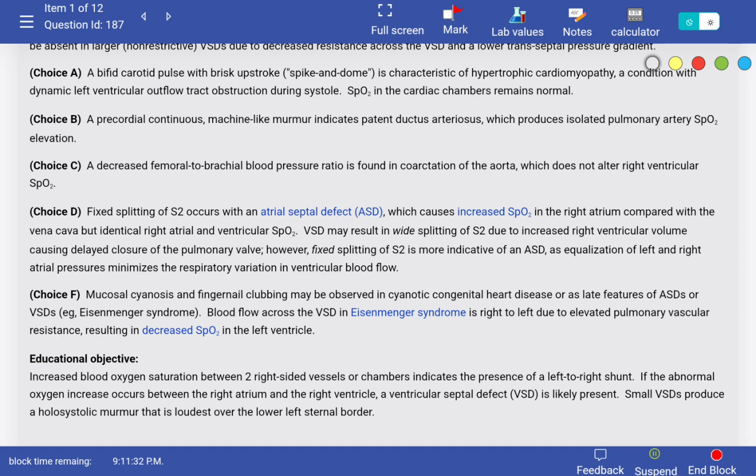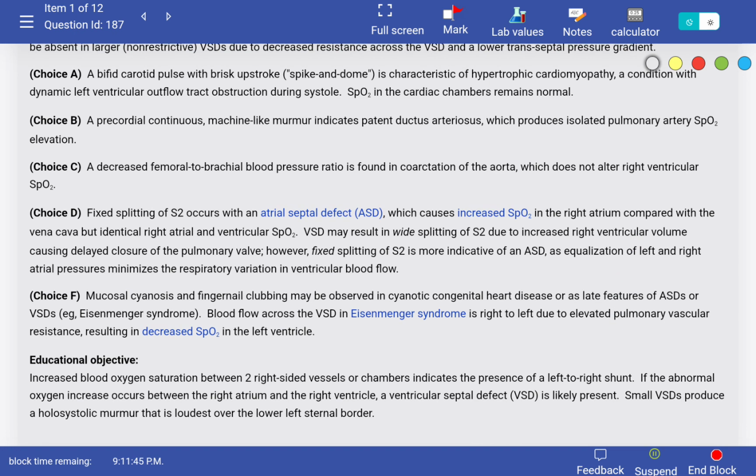So blood flow across the VSD in Eisenmenger syndrome is right to left due to elevated pulmonary vascular resistance, resulting in decreased partial pressure and percent saturation in the left ventricle, right? So that would decrease the percent saturation, right? Not increase. Okay. So the increased blood oxygen saturation between two right-sided vessels or chambers indicates the presence of left to right shunt. If the abnormal oxygen increase occurs between the right atrium and right ventricle, VSD is likely present.